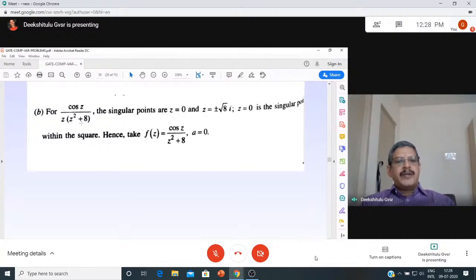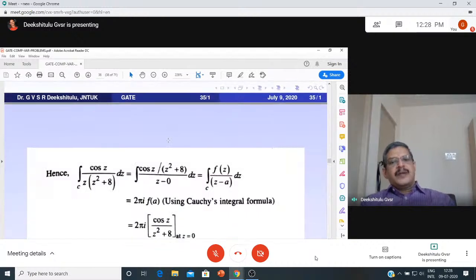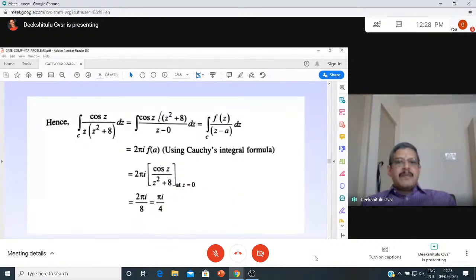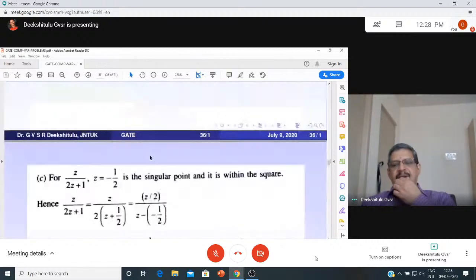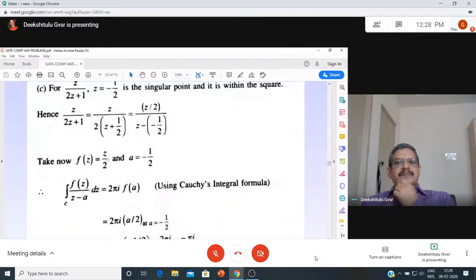Next, the integral of cos z by z into z square plus 8. So z is equal to 0 is one singular point. Z square is equal to minus 8, or z is equal to plus or minus square root of 8 i. Within the square, take f of z as this. The points z equal to plus or minus square root of 8 i are outside the region. So take cos z by z square plus 8 as f of z, and f of a is evaluated at z is equal to 0. Then similarly for the others, using Cauchy's integral formula.